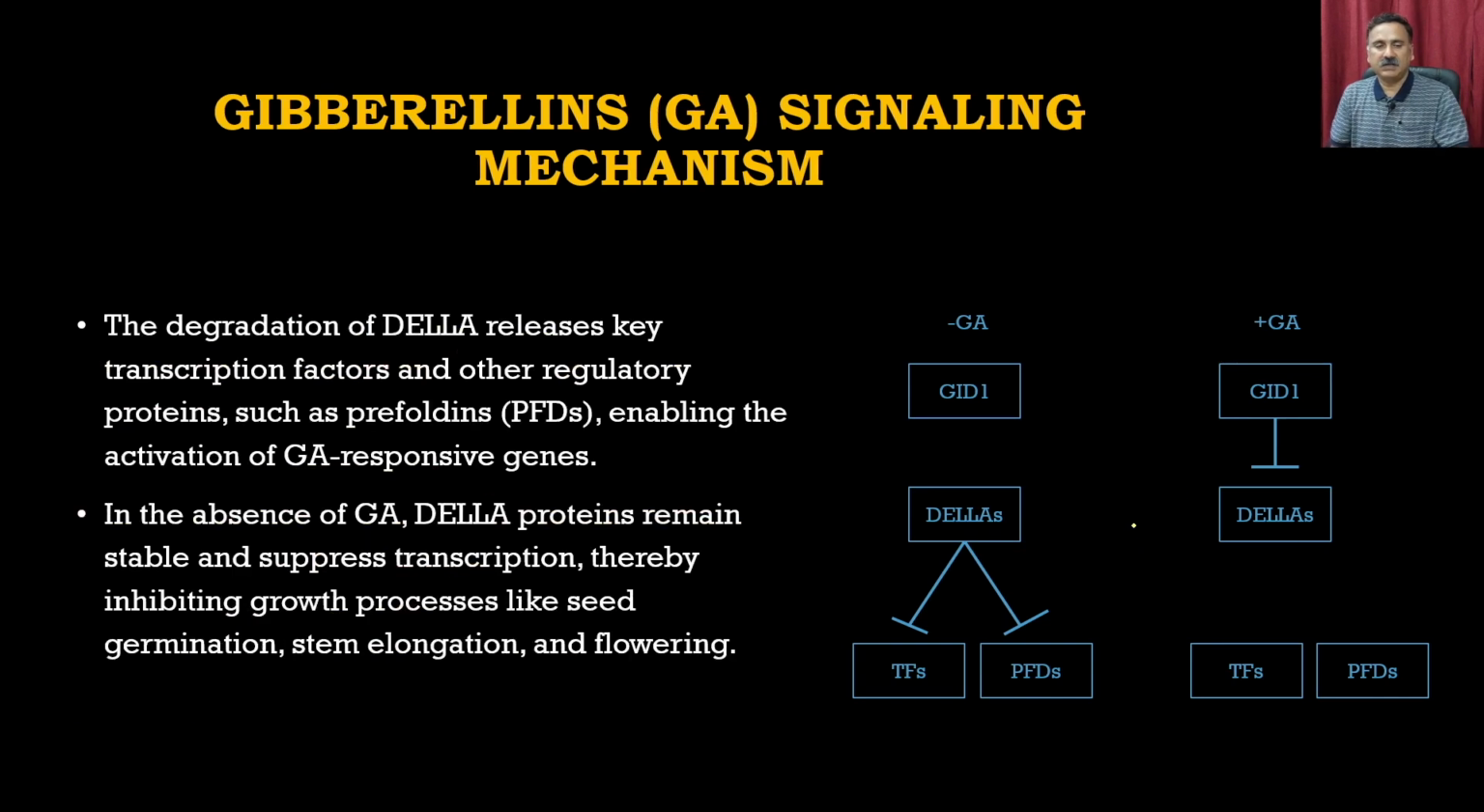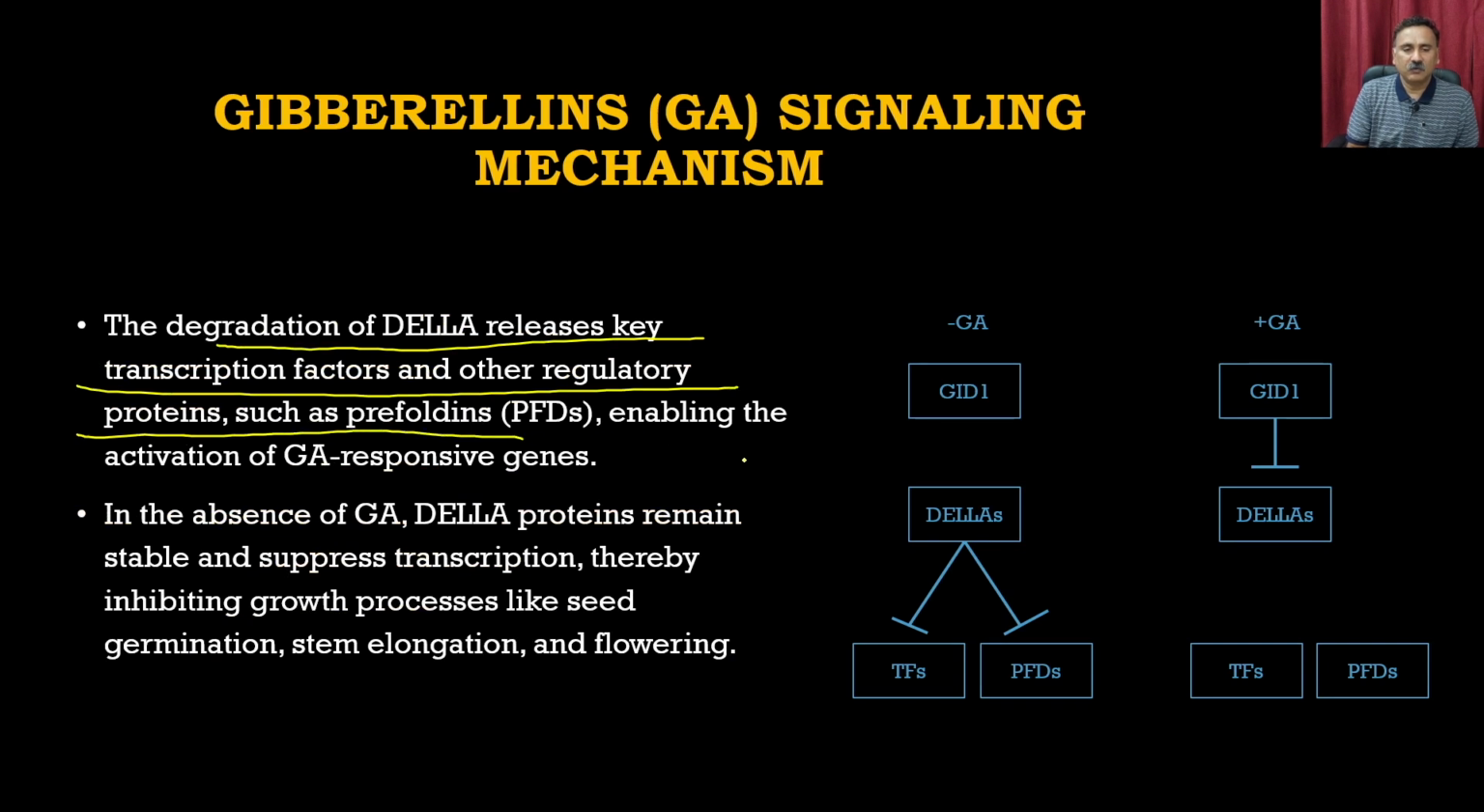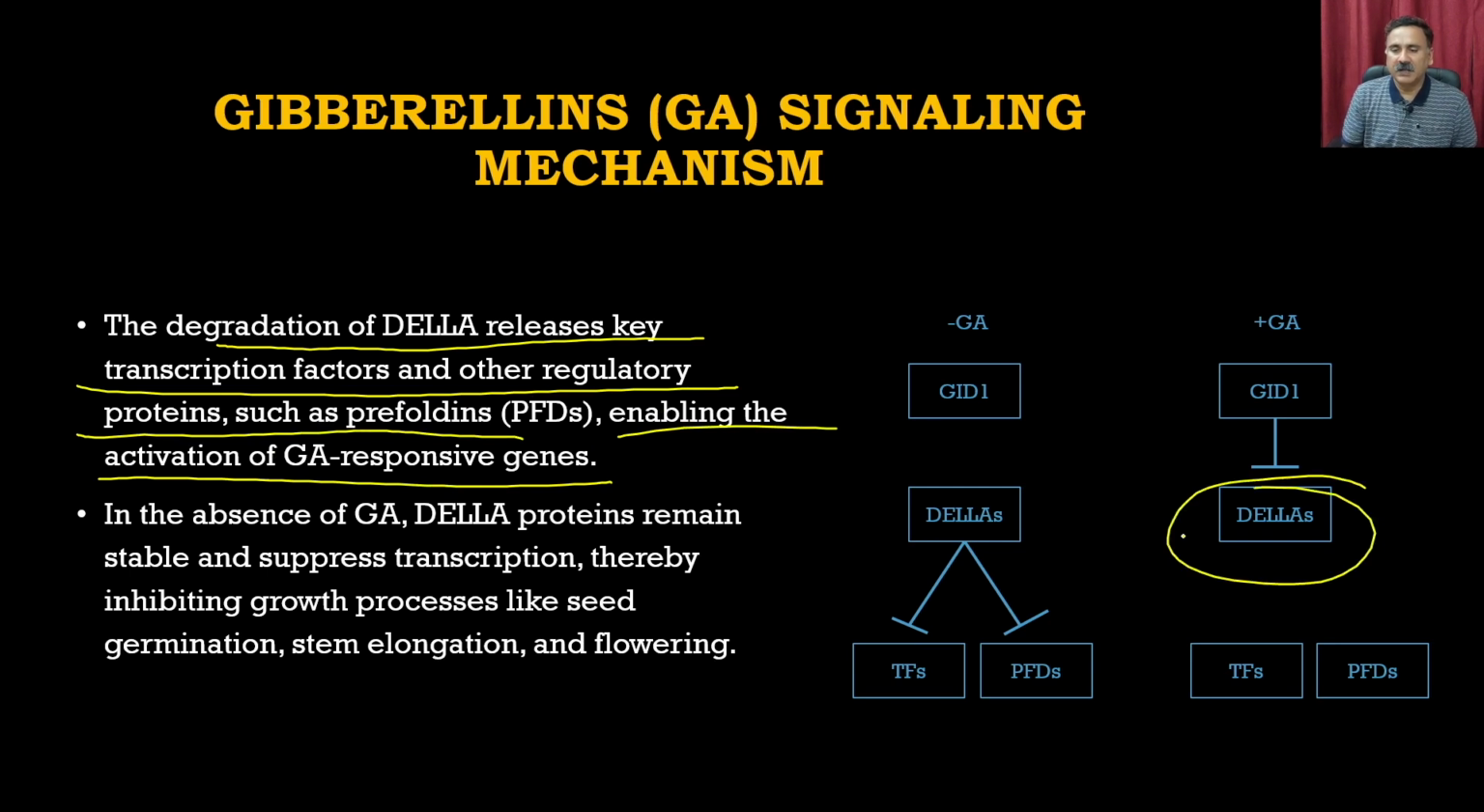And once the DELLA is degraded, right? Degradation of the DELLA releases the key transcription factors and other regulatory proteins such as prefoldins, enabling the activation of GA-responsive signaling. So once the DELLA is degraded because the ubiquitin pathway is activated, it is going to activate the transcription factors, and the transcription factors are then going to activate the GA-responsive genes.